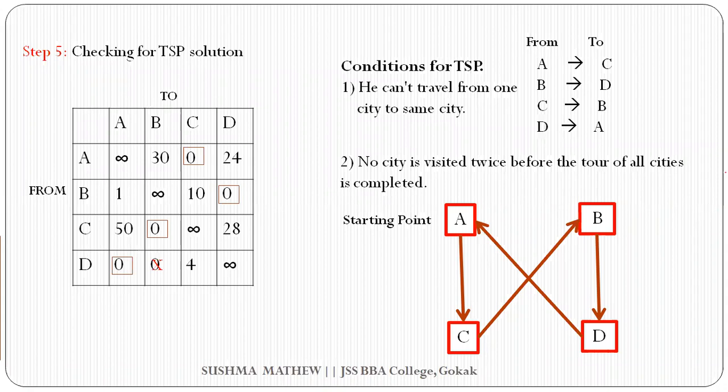Up to step 4, I don't think you'll have a problem. But when you come to step 5, you have to be very sure the two conditions are satisfied. From cities and to cities you have to cross verify, and also the second condition, which says that no city is covered twice without covering all the rest of the cities. So this was all about the traveling salesman problem.